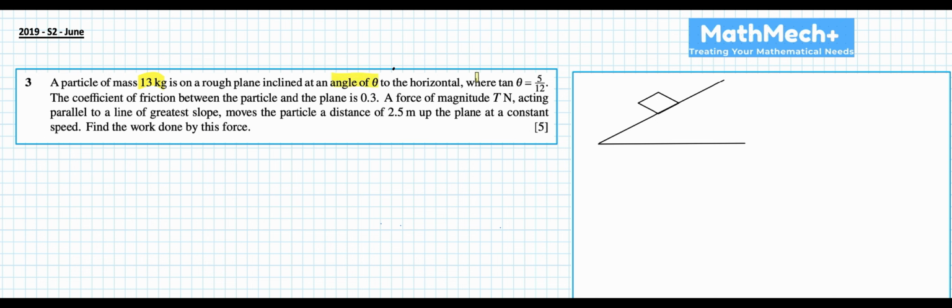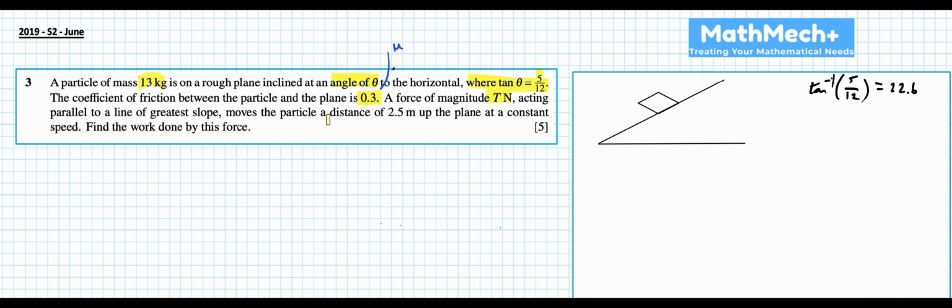So from 2019, we have a particle of mass 13 kilograms on a rough plane. We've got an angle to the horizontal. We're given here a tan theta value of 5/12. You can start off by just figuring that out. Of course, you can always use your calculator, but you can use a triangle as well to help with the trig values if you have to find sine and cosine values. So do that separately on the little panel there on the right hand side.